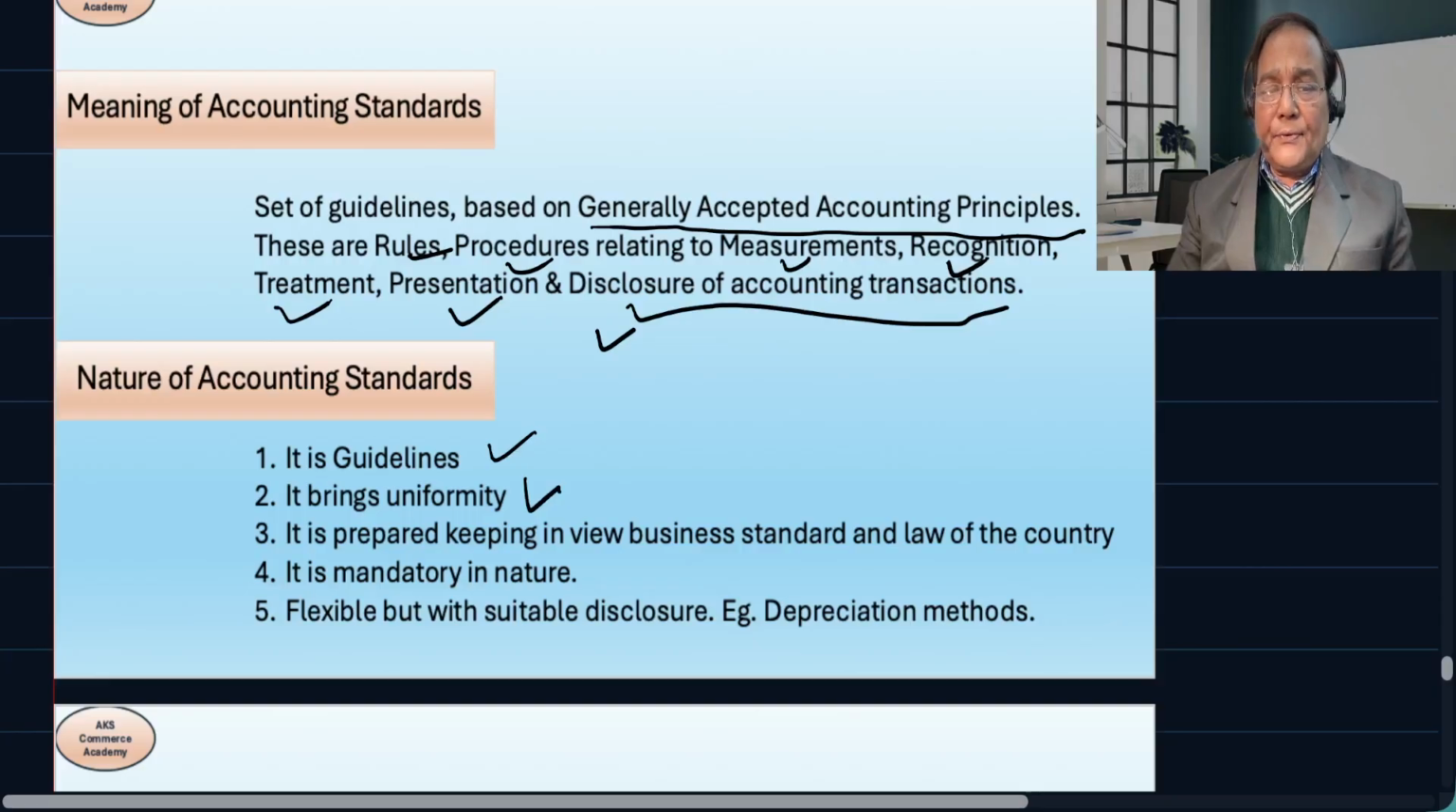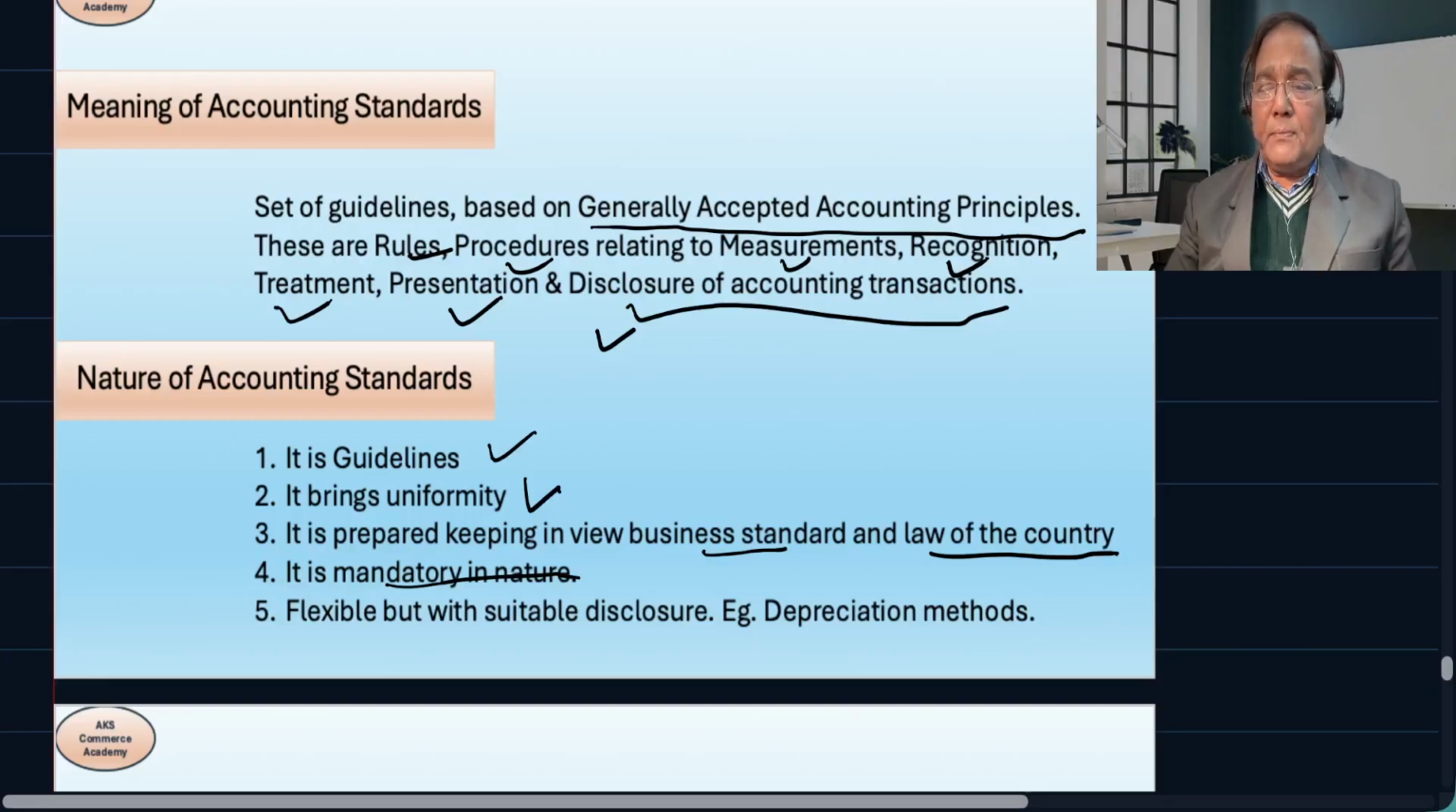Then, it is prepared keeping in view business standard and law of the country, very important. It is mandatory in nature, compulsorily to be followed. Every firm, if they happen to fall into this category, needs to get their accounting certified by a certified chartered accountant, which is called audit.